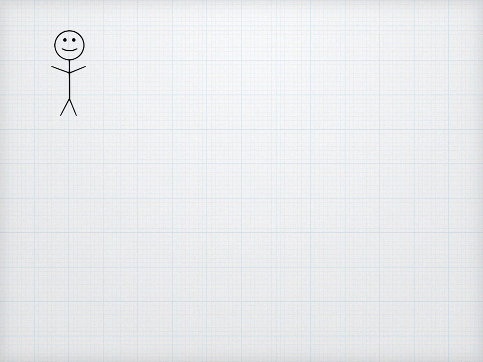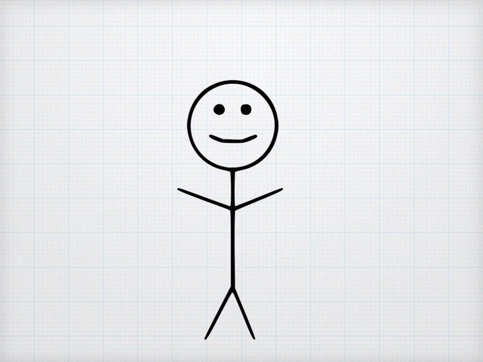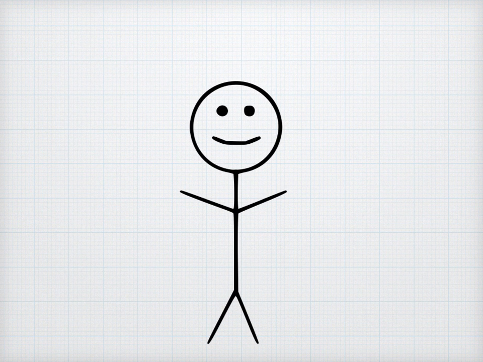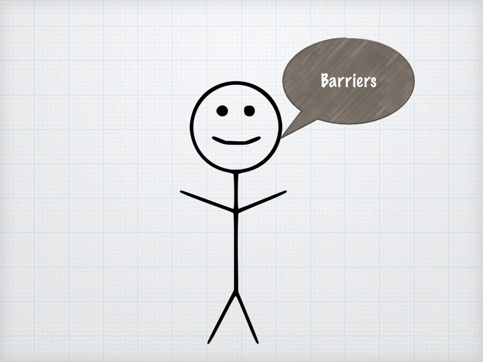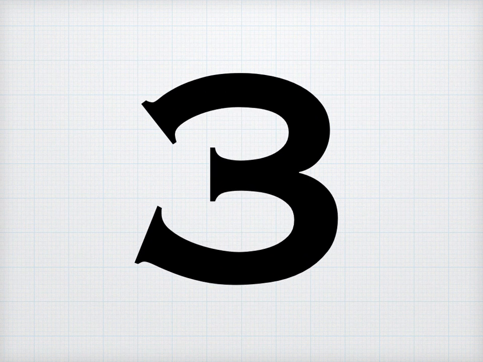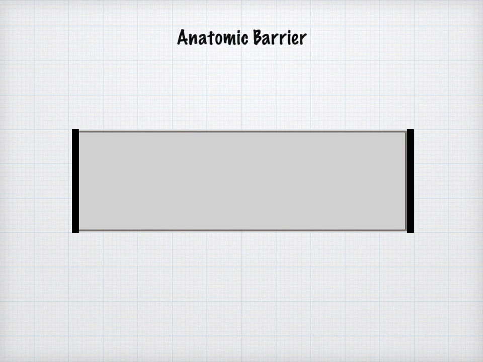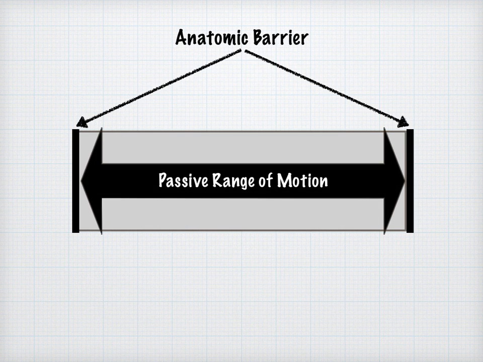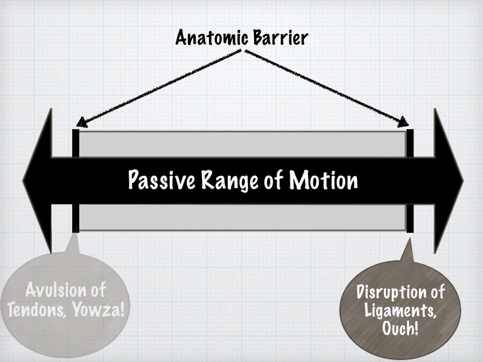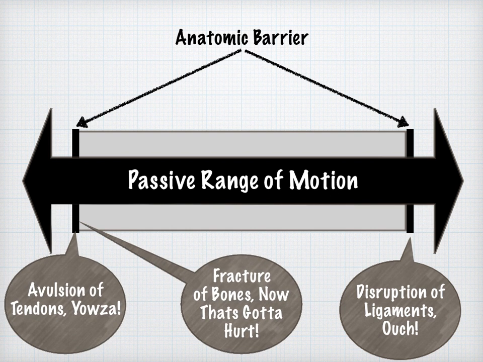To appreciate this, it is important to have an understanding of the different types of joint barriers within the body unit. So let's begin there. There are three possible barriers. The first is the anatomic barrier. This barrier is the limit of passive motion imposed by the anatomic structure. Moving beyond the anatomic barrier would result in disruption of ligaments, avulsion of tendons, or fracture of bones.